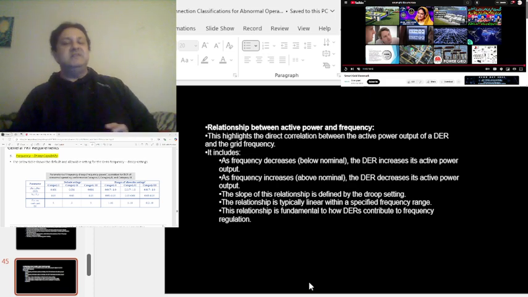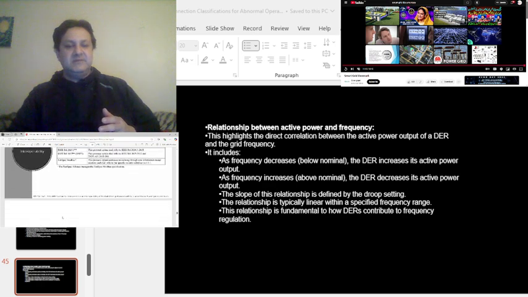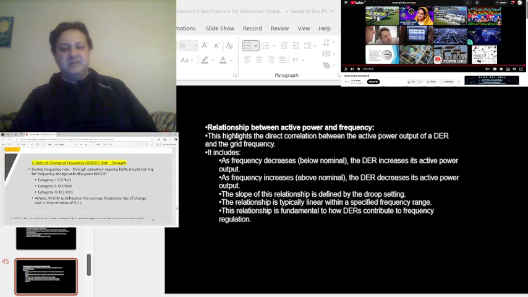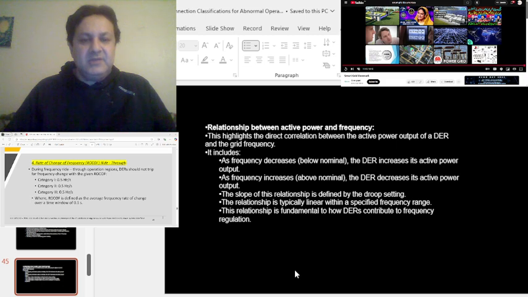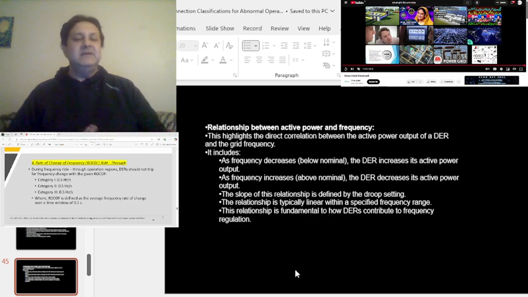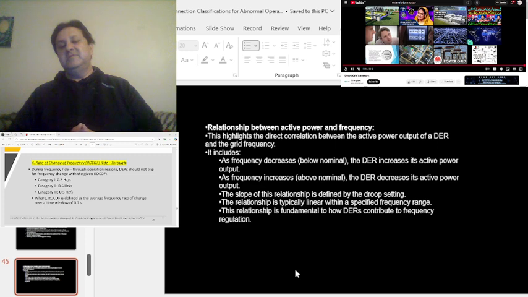The slope of this relationship is defined by the droop setting, which must be somewhere here if I can see, or no, it's not there. Anyway, the slope of this relationship is defined by the droop setting. The relationship is typically linear within a specified frequency range. What if it is not within the specified frequency range? It may not be linear, I assume. So this relationship is fundamental to how DRs contribute to frequency regulation.